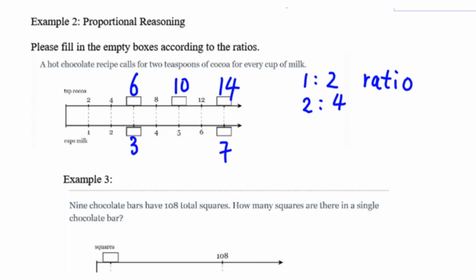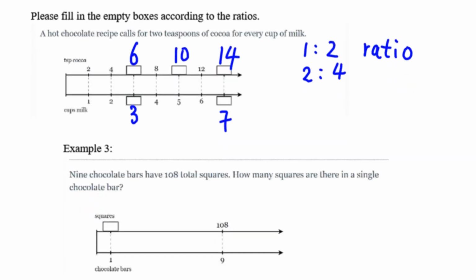The recipe. And for the next one, example 3, 9 chocolate bars have 108 total squares. So 9 chocolate bars corresponding to 108 total squares. It asks you how many squares will be in one chocolate bar. So 9 is 108. We go from 9 to 1. We divide by 9.